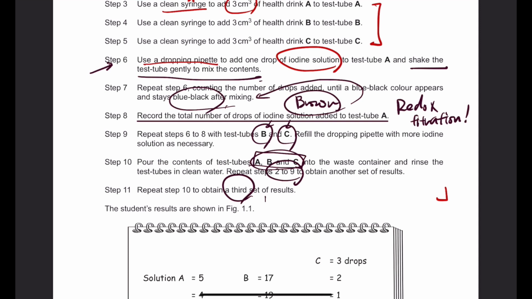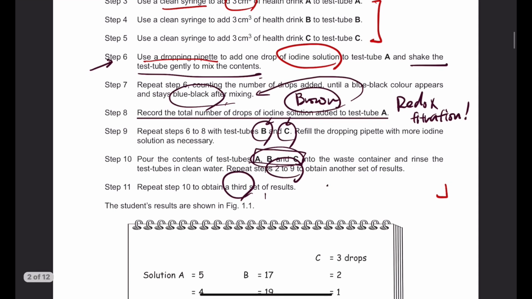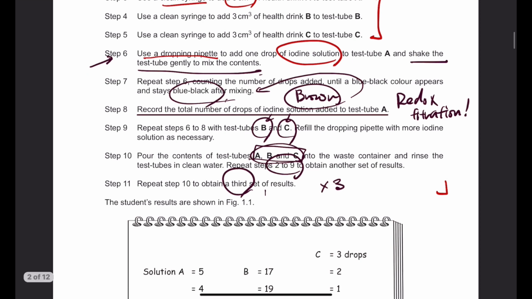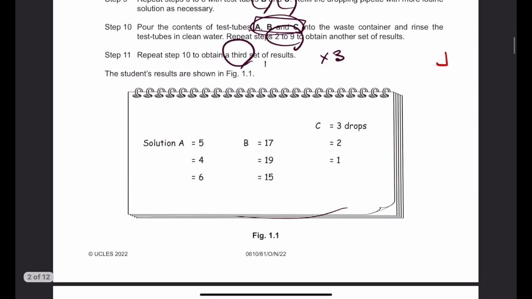Okay. The student used the same test tubes, so he or she had to clean them up to use them again. So the student repeated the experiment 3 times, which was pretty good. And then the student got the results here.